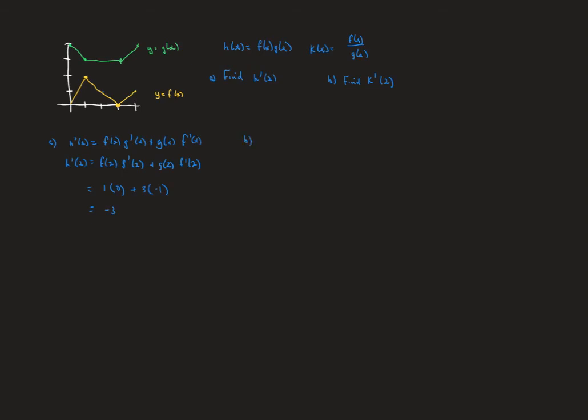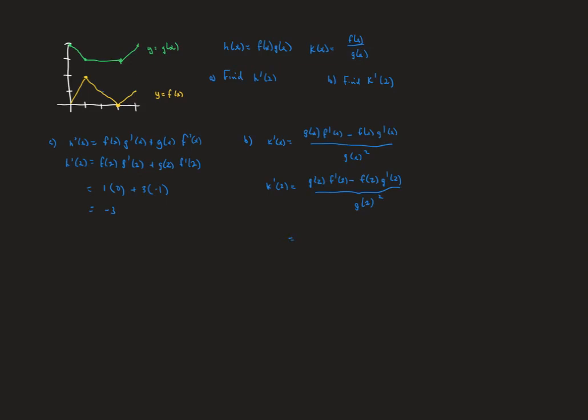Now for B, we want k prime of 2. So first we are going to have to do k prime of x, which is the quotient rule. So we have the denominator times the derivative of the numerator. I'd really recommend you say it out loud when you do it. Minus the numerator times the derivative of the denominator all over the denominator squared. So evaluating it at 2 means we need all of these values at 2. So I'm going to quickly write all of those in, and then we can go to our graph.